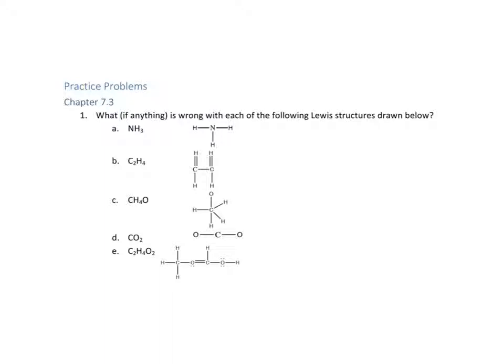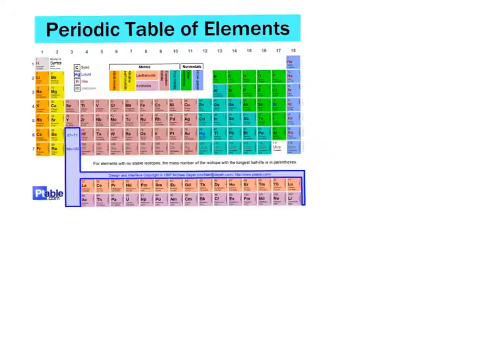In this video, I'll be walking you through question 1 from chapter 7.3 of the General Chemistry Workbook. Here's the question we'll be looking at. What, if anything, is wrong with each of the following Lewis structures drawn below? We're given 5 molecular formulas, along with 5 matching Lewis structures. Our job is going to be looking at each of these structures that they've made and determining exactly what problems each of them might have.